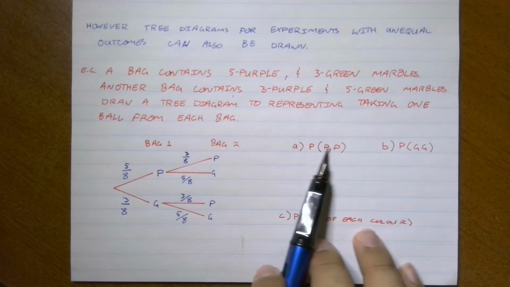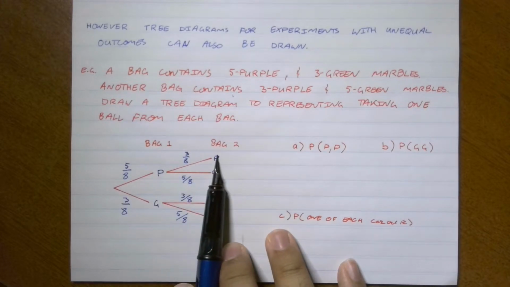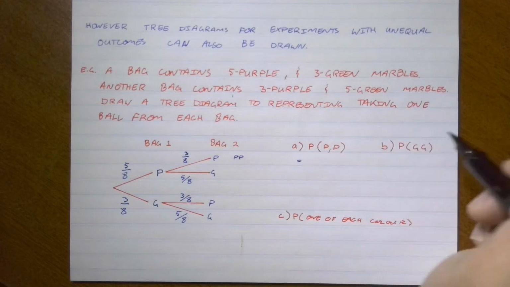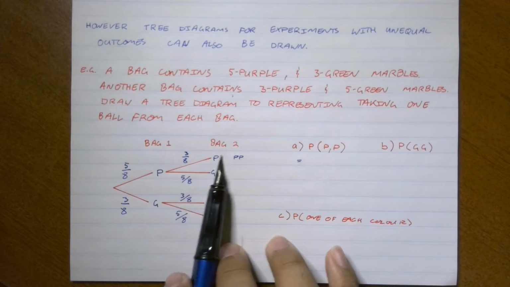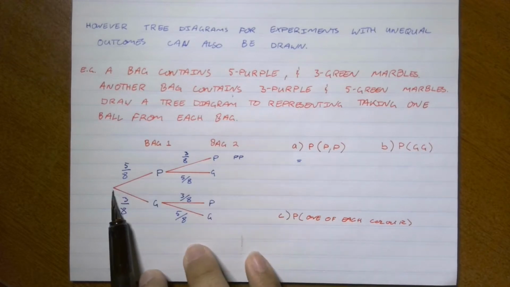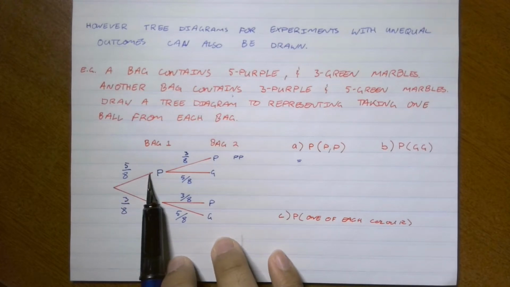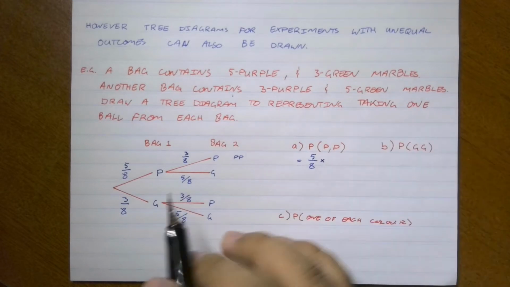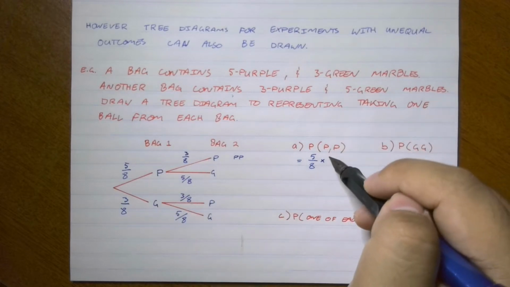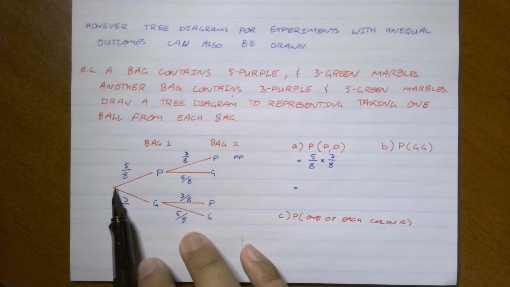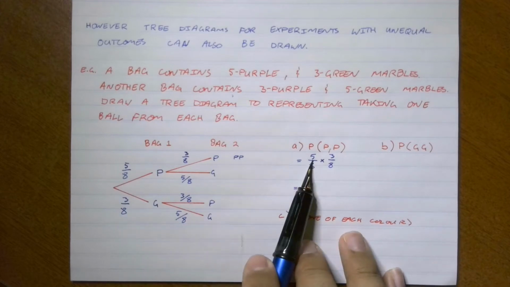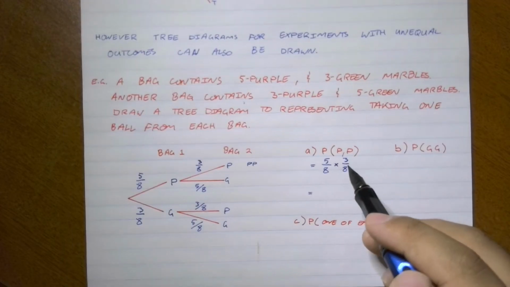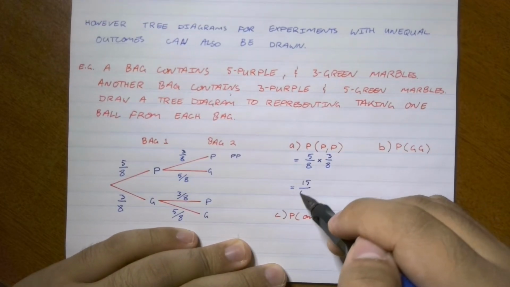Purple, purple. If we follow the branch to get there, we get purple and purple. So this is the result that we're looking for in question A. And to get the total probability, we actually have to multiply the branches it took to get there. The first branch, this one here, is 5 out of 8. We're going to be multiplying it, 5 out of 8 times 3 out of 8. You see that? We follow this branch, we take that value, and then the next branch, purple again, and then we multiply it with this branch, 3 out of 8. Altogether we get 15 out of 64.